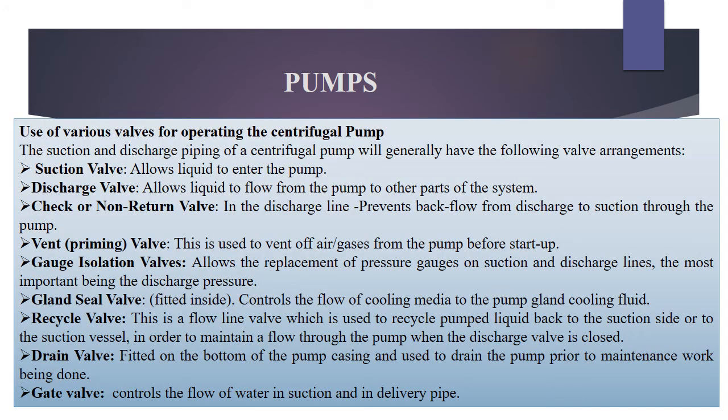Use of various valves for operating the centrifugal pump. The suction and discharge pipes of a centrifugal pump will generally have the following valve arrangements: suction valve, discharge valve, check or non-return valves, vent valve, isolation valve, gland seal valve, recycle valve, drain valve and gate valve.